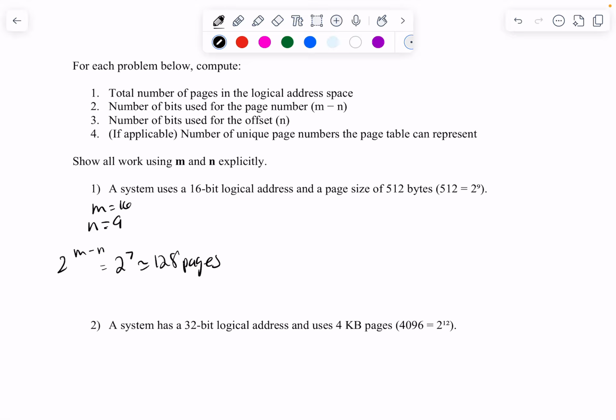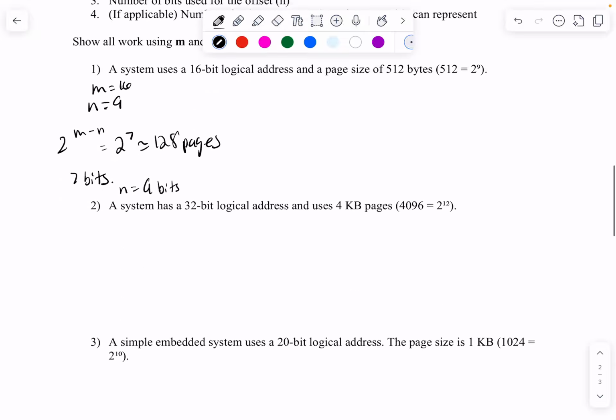And from here, we're going to figure out the page number bits. Again, that's going to be m minus n, and that comes down to 7 bits. So to get the offset bits, our n, as we said, it's going to be 9 bits. And then for the number of unique page numbers, that's determined by the page number bits. Again, 2 to the 7th, or 128 pages.